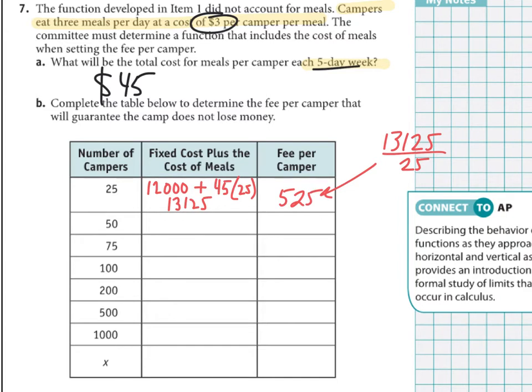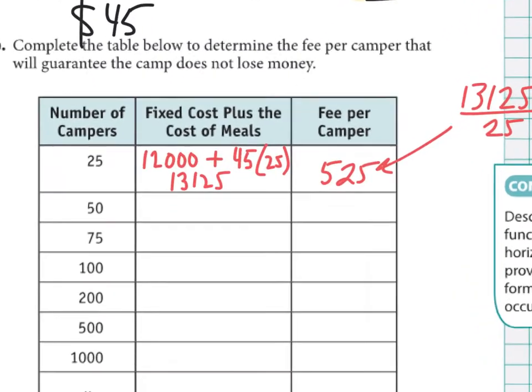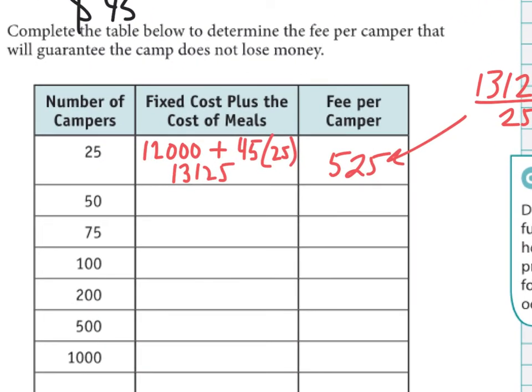Okay, let's do another one. If there were 50 campers, the total cost would be the 12,000 plus 45 for the meals, but we have 50 campers now. So 12,000 plus 45 times 50 gets me $14,250. So that's the total fixed cost plus the meals. Now when I divide that by 50, because there are 50 people there, that means they would each have to pay $285.